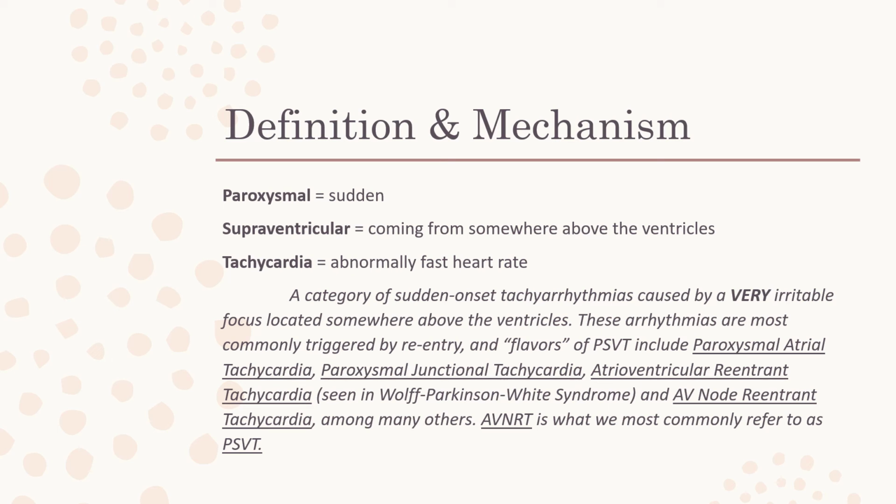And flavors of PSVT include paroxysmal atrial tachycardia, paroxysmal junctional tachycardia, AV reentrant tachycardia, that's seen in Wolff-Parkinson-White syndrome, and AV node reentrant tachycardia, among many others. But AV node reentrant tachycardia is what we most commonly refer to as PSVT. So this rapid, circular reentry phenomenon is causing what we call PSVT.